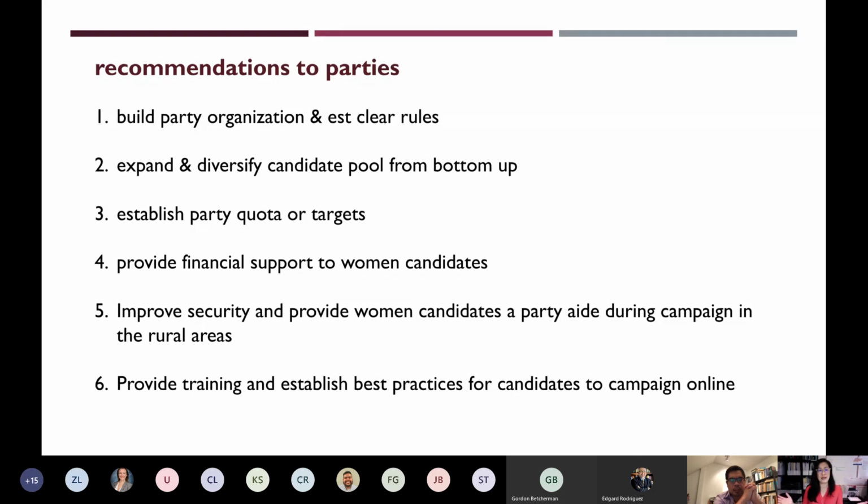Finally, for all candidates, we suggest that it is important to provide training and establish a good code of conduct and best practices for candidates to campaign online. And this we see as the next project for future work.